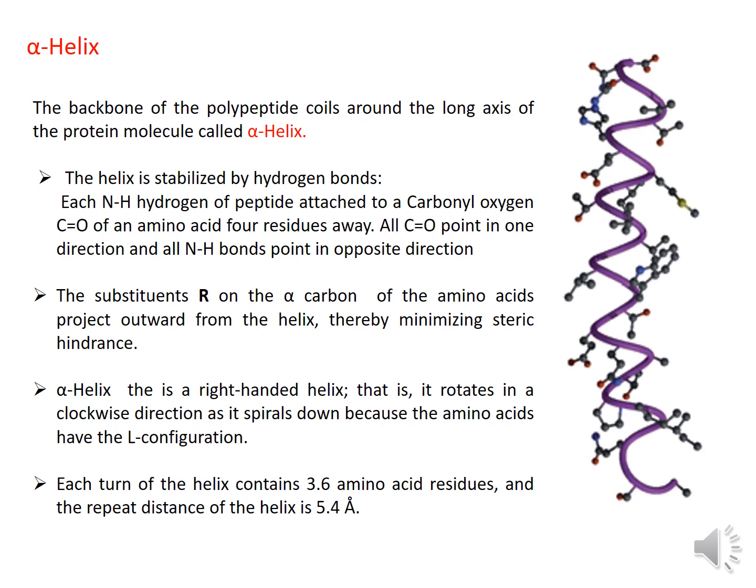Most of the proteins are made up of alpha amino acids. They are in L configurations. Remember, each turn of the helix contains 3.6 amino acid residues, and the repeat distance of the helix is 5.4 angstrom. This is about the alpha helix structure.